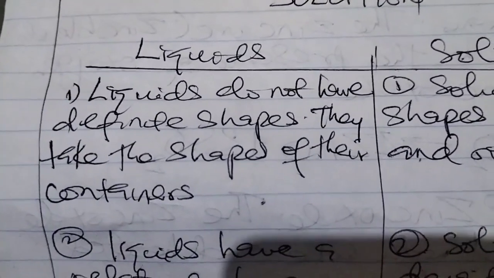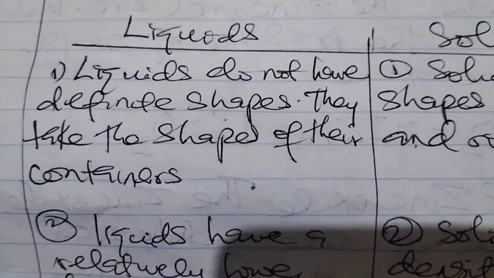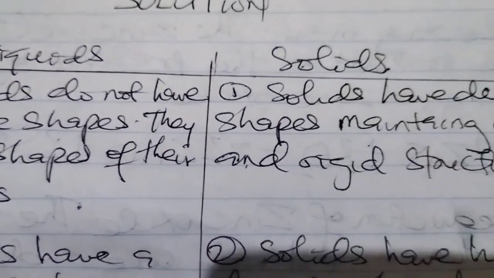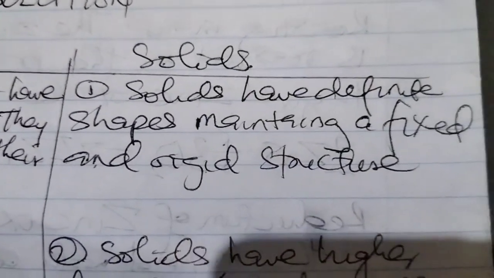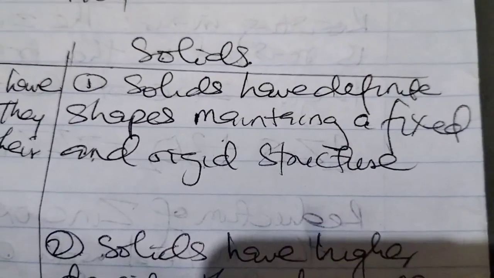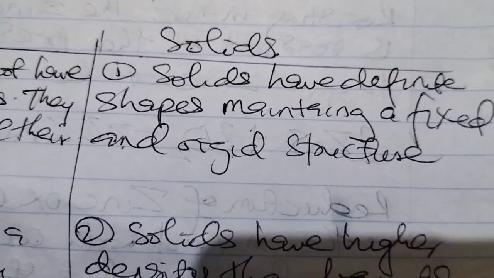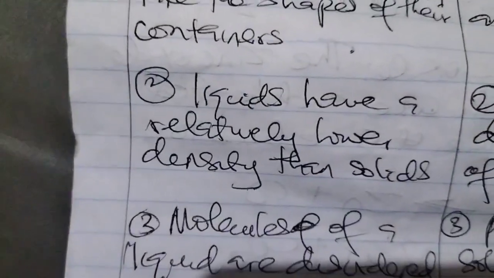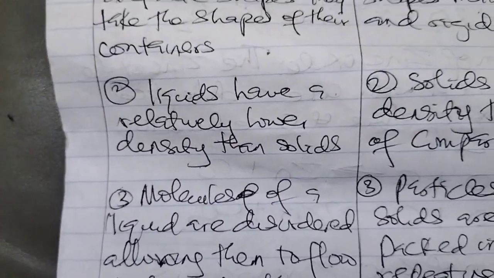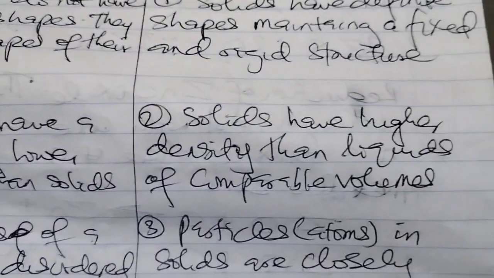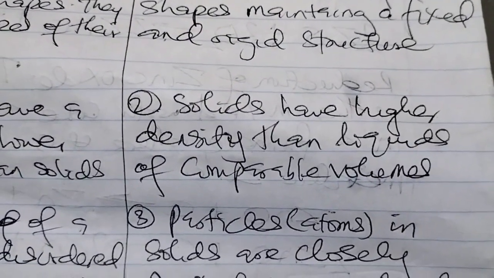Number one, liquids do not have definite shapes. They take the shape of their containers or vessels. Under solids, number one, solids have definite shapes, maintaining a fixed and rigid structure. Number two, liquids have a relatively lower density than solids. Number two, solids have a higher density than liquids of comparable volumes.